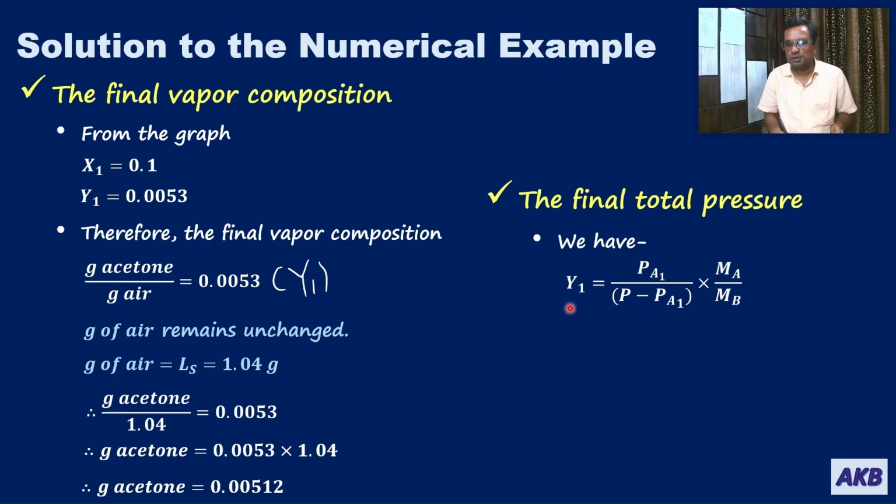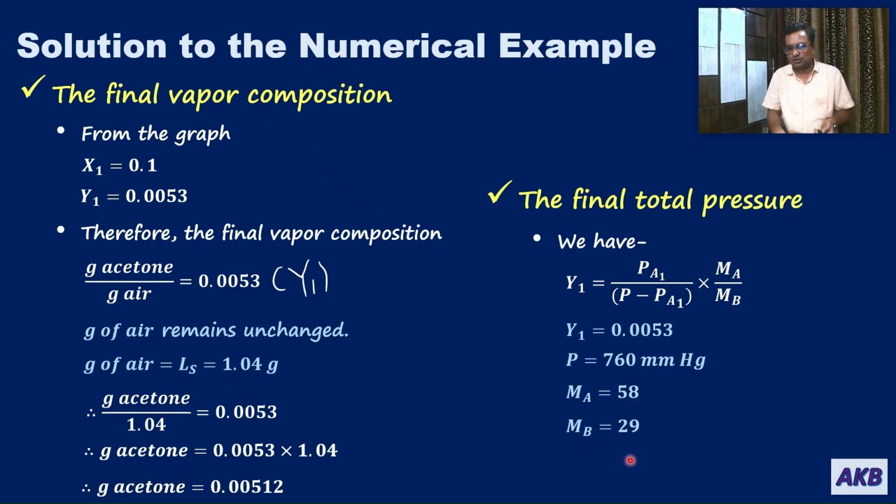Y1 in terms of partial pressure will be defined as capital Y1 is equal to PA1 divided by P minus PA1, into MA upon MB. Y1 we have calculated; we have got it from the graph. It is 0.0053. MA, molecular weight of acetone, is known. MB, molecular weight of air, is known. So total pressure is known to us. It is 760 mm of Hg, that is 1 atmosphere. Molecular weight of acetone is 58. Molecular weight of air is 29. Now you simply have to use all these values in this equation and get the value of PA1.